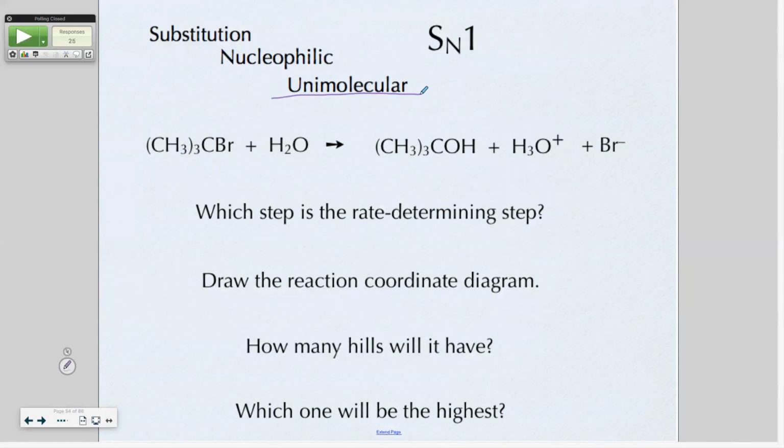Okay, so here is the first one that we did where we actually just used water. Which step was the rate determining step? Forming the carbocation.